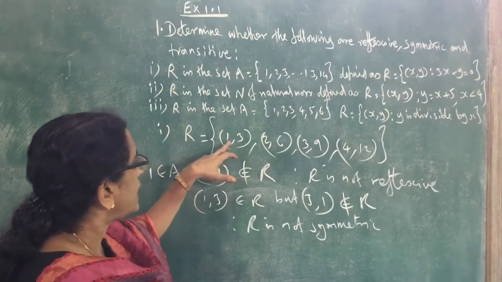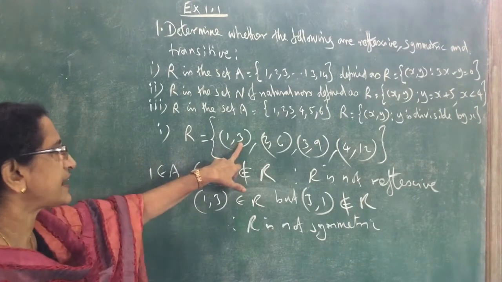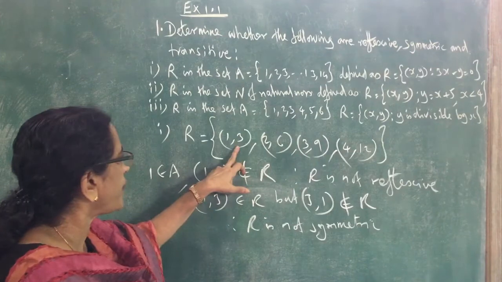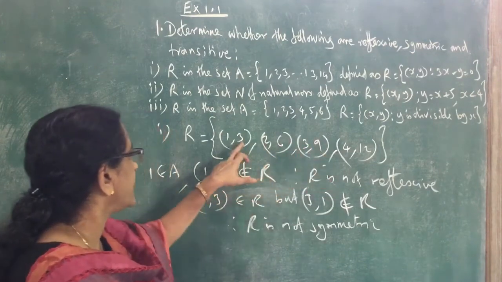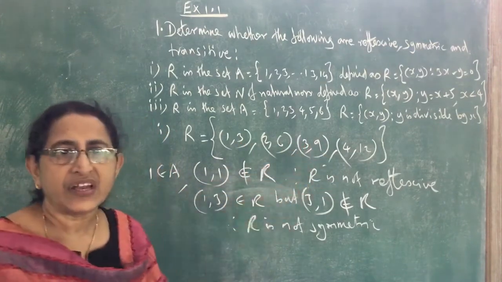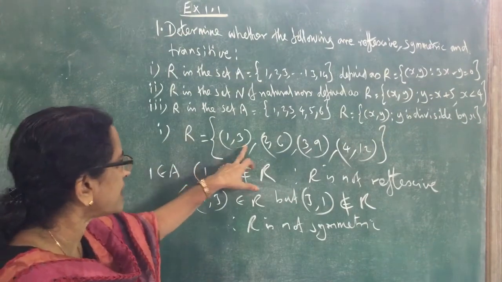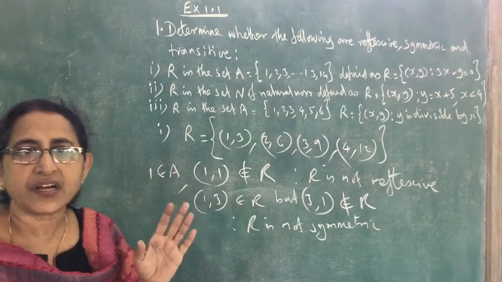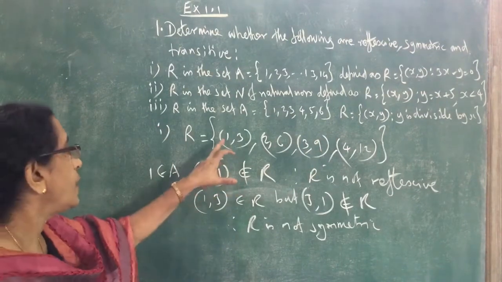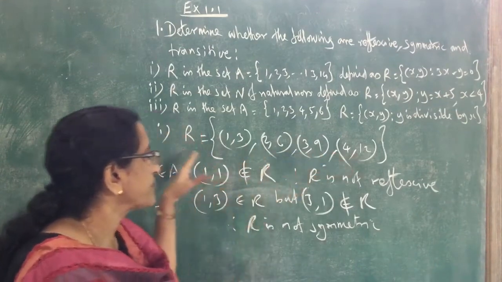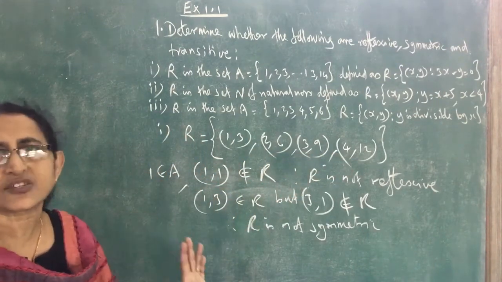So here, see, with the second element 3: (1, 3), then (3, 9). So (1, 3) is an element of R. (3, 9): see, here the second element and here the first element are the same. So consider such a pair of elements. (1, 3) is there, (3, 9) is there. Then what should be there? (1, 9) should be there in R. But see, (1, 9) is not here. So we can say it is not transitive.